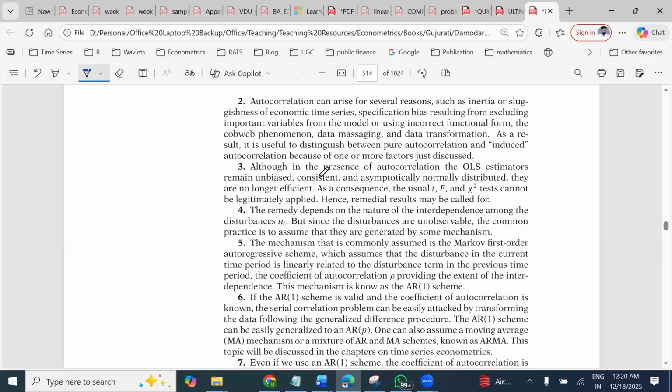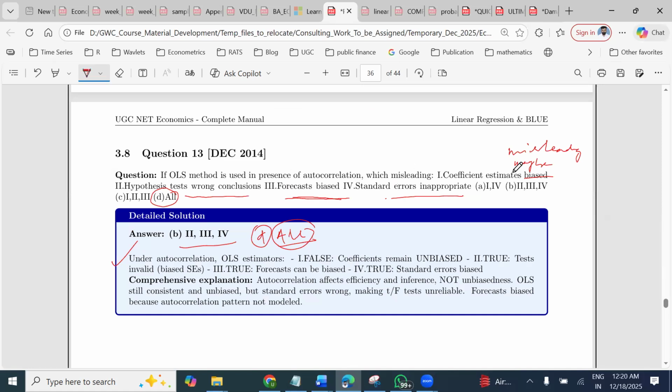Although in the presence of autocorrelation, OLS estimators remain unbiased, consistent, asymptotically normally distributed, but they are no longer efficient. Is it clear? Yes, sir. But what is your book saying? What was your first statement? Coefficients may be misleading. Right? Yes, sir. May be misleading.